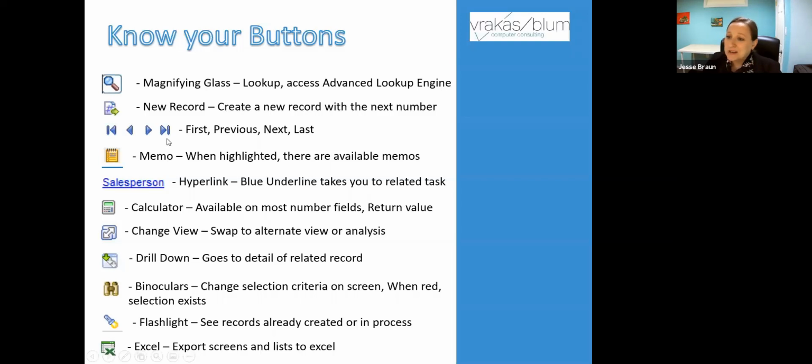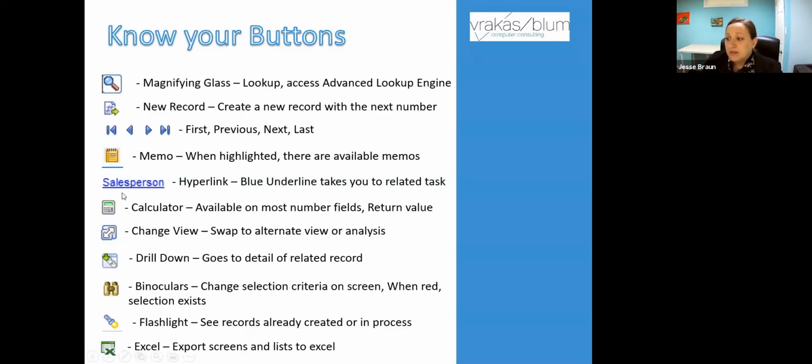This one's pretty self-explanatory. First, previous, next, last. These are arrow buttons. You can use them to navigate through things. We've got our memo button. One thing to note here is that if it is yellow, that means there's a memo that's available for whatever that task is. If you're in customer maintenance, it would be a memo associated with the customer. If you're in a sales order, it would be a memo associated with that sales order. So memo button, and when it's highlighted, there are available memos.